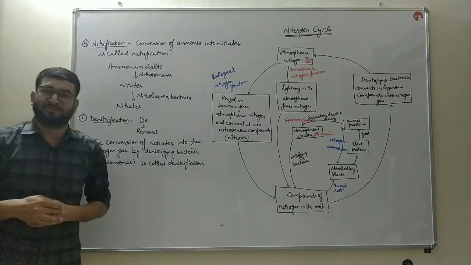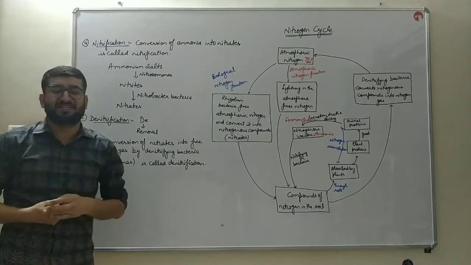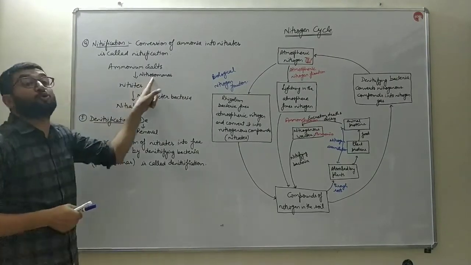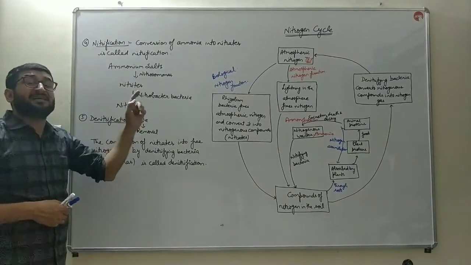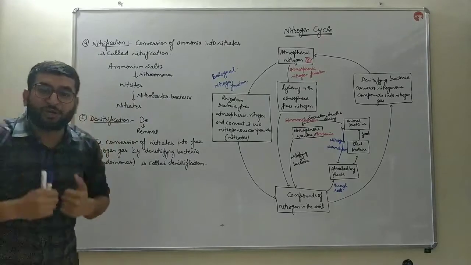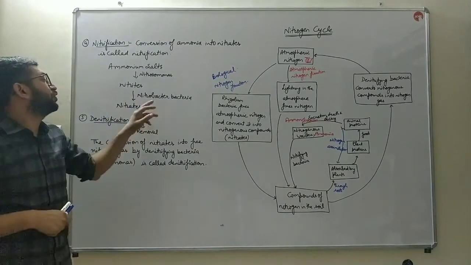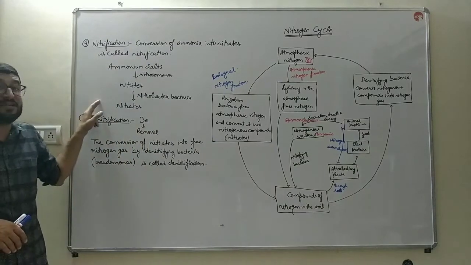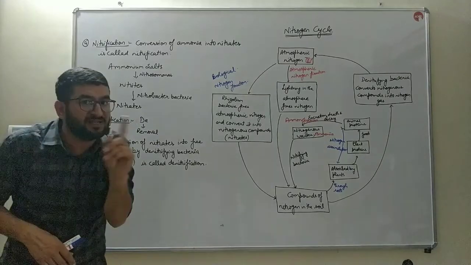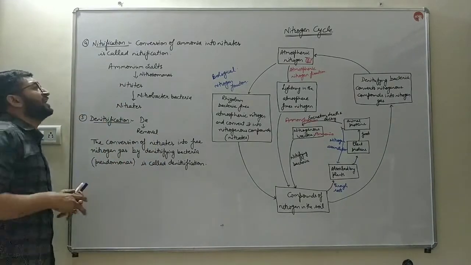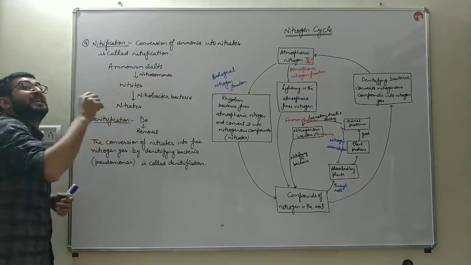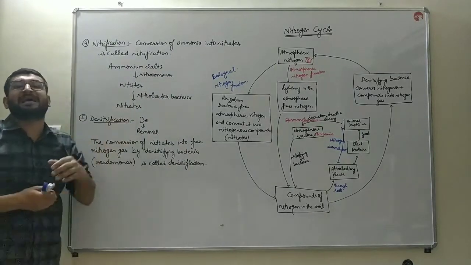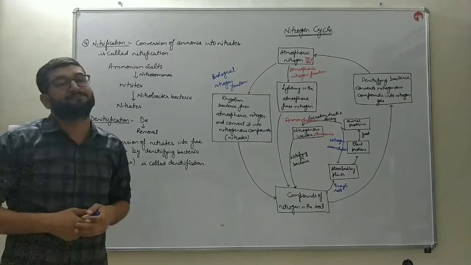It is not a single step process. First, the ammonia is converted into nitrites by nitrifying bacteria, that is nitrosomonas. Then the nitrites formed are converted into nitrates by nitrobacter bacteria. So there are two steps, bache, do step hote hain. Ammonia seedha nitrates mein convert nahi hota. Ammonium salts seedhe nitrates mein convert nahi hote. Pehle ammonium salts nitrosomonas bacteria ki help se nitrites mein convert hote hain, aur phir nitrites nitrates mein convert hote hain by the help of nitrobacter bacteria.